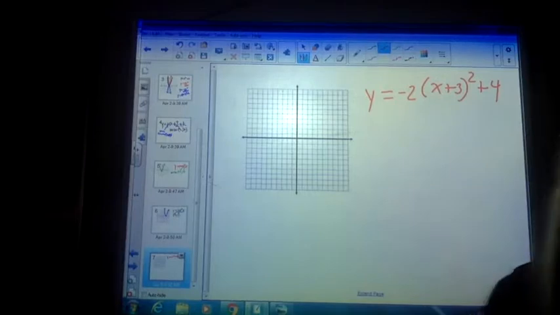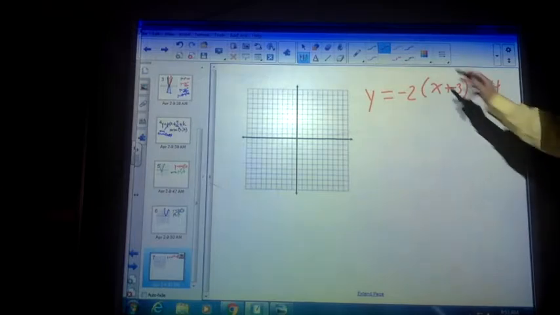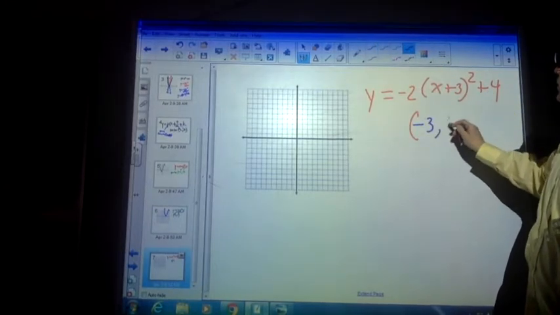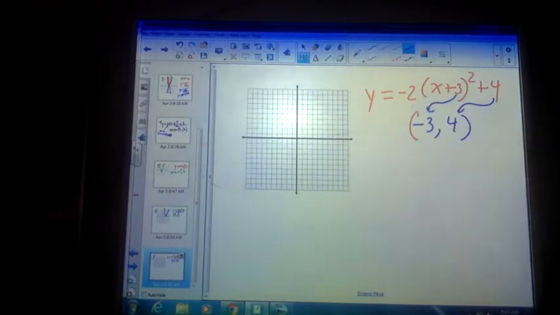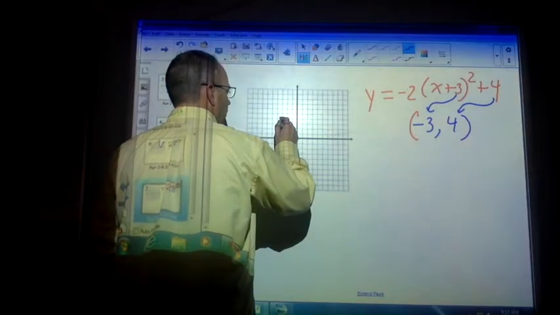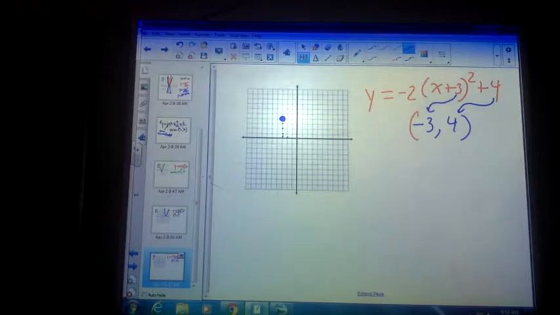Question for you. Where does it appear the vertex is going to lie? Ignore the -2 right now. Where does the vertex look? -3, positive 4. So look at that. -3 and positive 4, agree? Okay, so I get -3, 1, 2, 3, positive 4. There's my vertex. We can definitely identify that this has shifted left 3 and up 4.